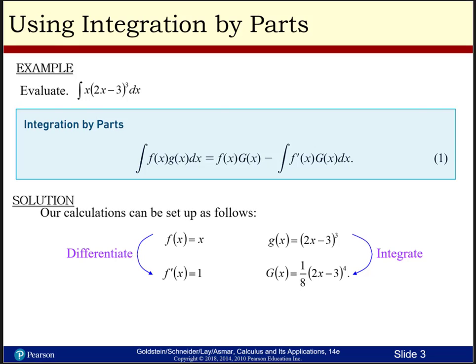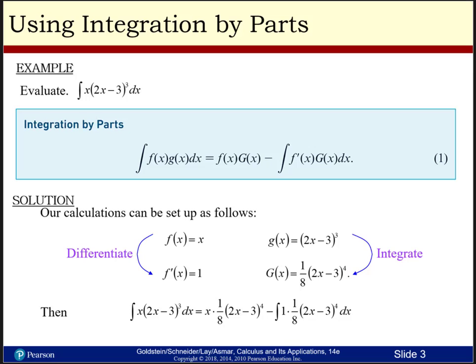So I'm going to need the derivative of my f, that's a 1. That's pretty nice. And then I'll need to do the antiderivative of g. That would be 1/8 times 2x minus 3, all raised to the 4th. So you'll have to do this every time. You'll pick out your f, you'll pick out your g, take the derivative of one and the integral of the other, and be sure you know which one's f and which one's g.